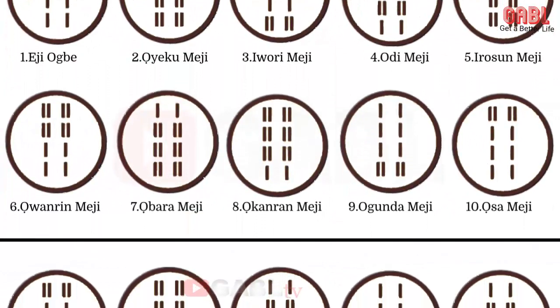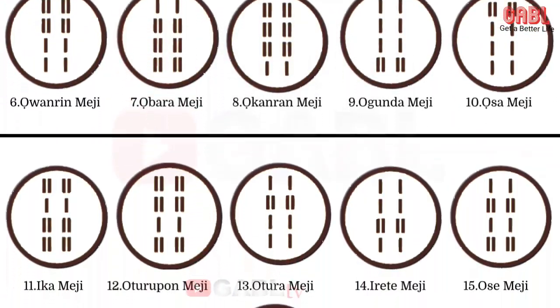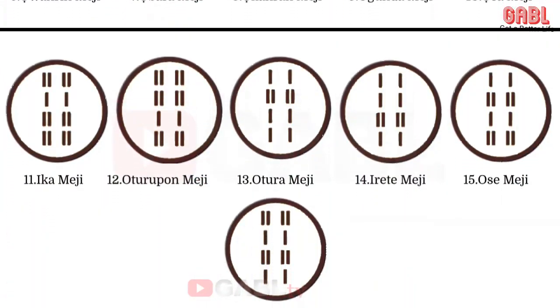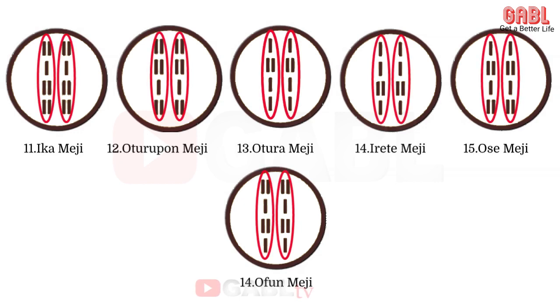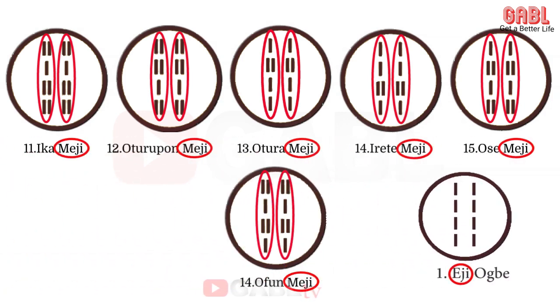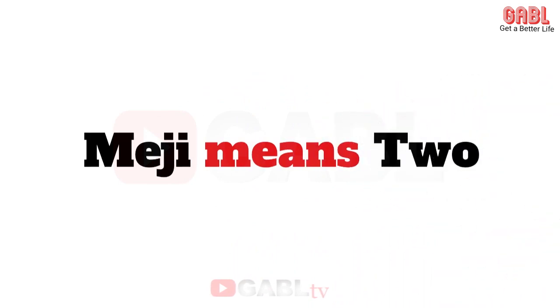Now that we've seen the 16 Major Odu Ifa, I hope you noticed that each Odu is repeated twice. This is why Meji ends or begins each of them. Thus, Meji means 2.